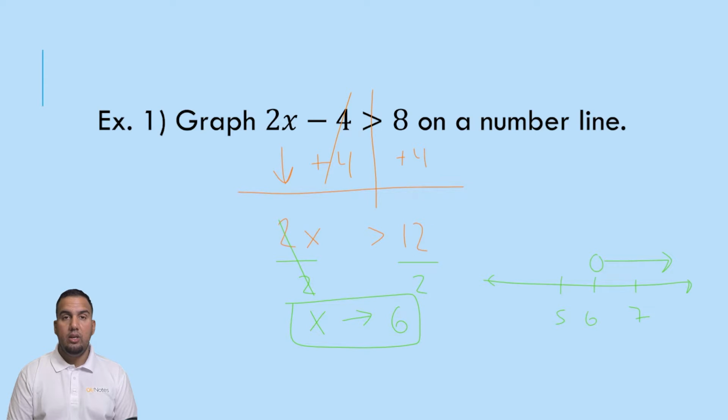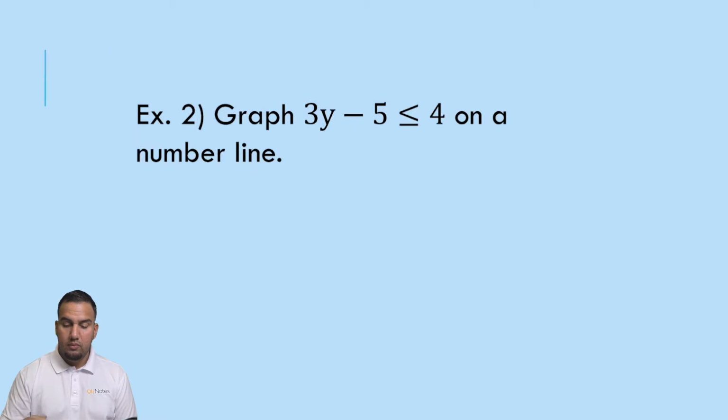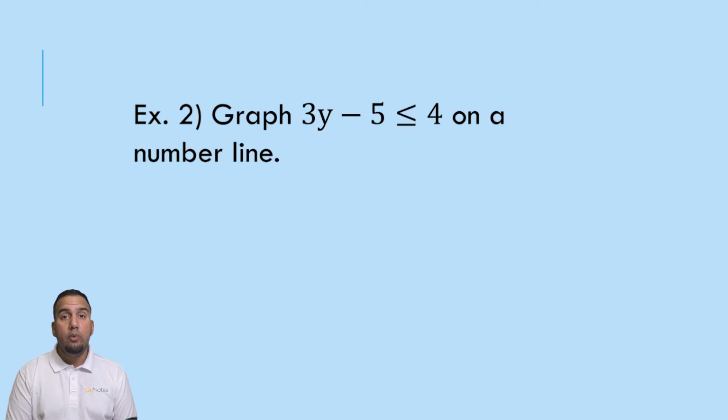Not bad? Let's try example 2. At any point, if you feel ready that you want to try one on your own, pause the video, attempt it, and then press play, and then I'll be here to answer the question for you. So example 2: graph 3y minus 5, which is less than or equal to 4, on a number line.